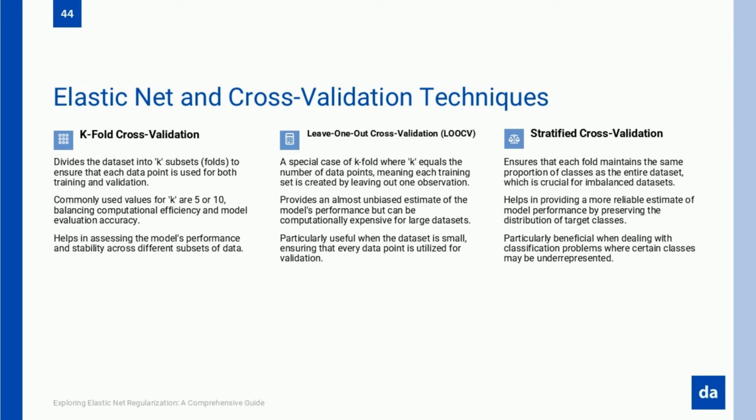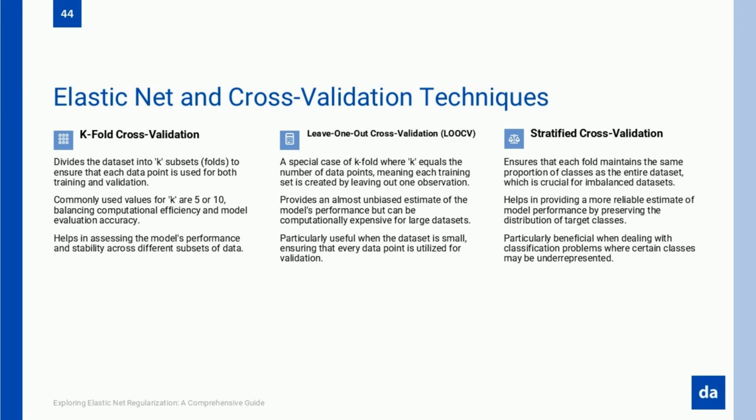One of the most widely used methods is k-fold cross-validation. Here's how it works. The dataset is divided into k equal parts, folds. The model is trained on k-1 folds, while the remaining fold is used for testing. This process repeats k times, with each fold serving as the test set once. The final performance is averaged across all runs, giving us a more reliable estimate of how the model will behave in real-world applications.